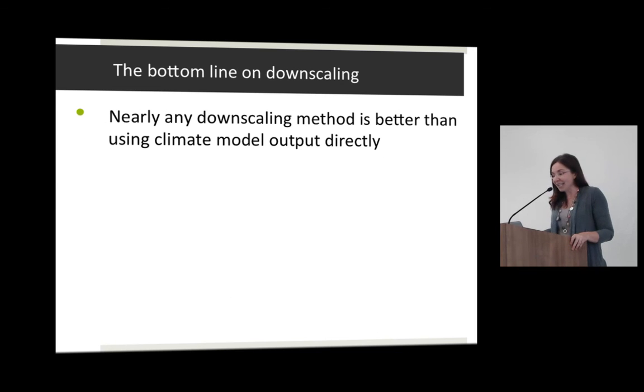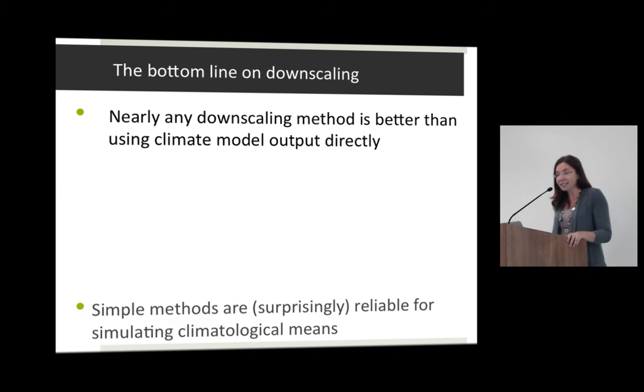Just about any downscaling method is better than using climate model output directly, because climate models have biases that need to be removed before you can use the absolute values. It's not their fault, it's a matter of scale. If we had millimeter scale climate models, they wouldn't have these biases.